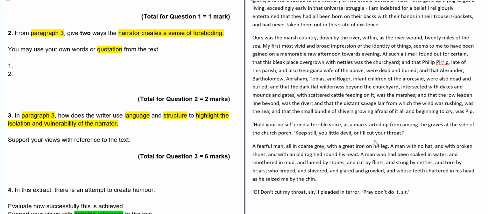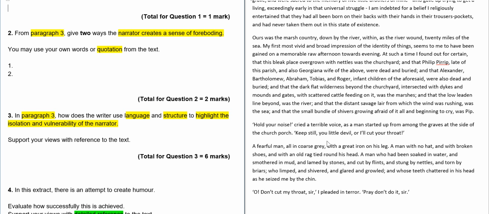So if you could spot a metaphor, simile or personification, and it relates to the isolation and vulnerability of the narrator in this case, then you would have a point there. You'd be saying something along the lines, the writer uses the simile, and then give the simile. This highlights the isolation and vulnerability by, and then giving some kind of explanation. Okay, so that's one thing. We could look out for figurative language.